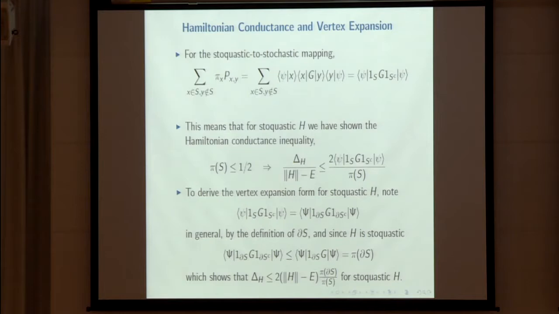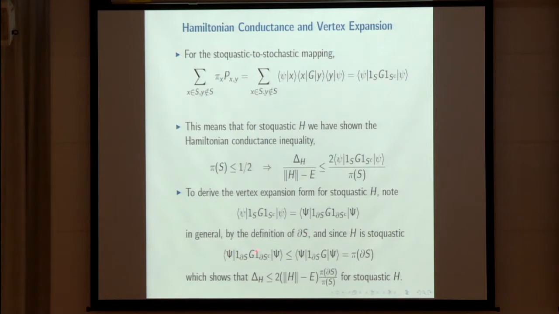So to derive vertex expansion for this case, to go from here basically to vertex expansion, I've written the steps here. What you have is you're projecting the ground state onto S and the complement of S, and then you're connecting them through G. But really, because of the way we've defined the boundary, these are equal.